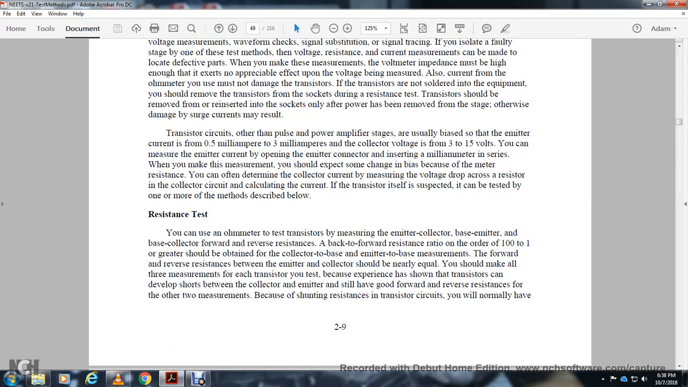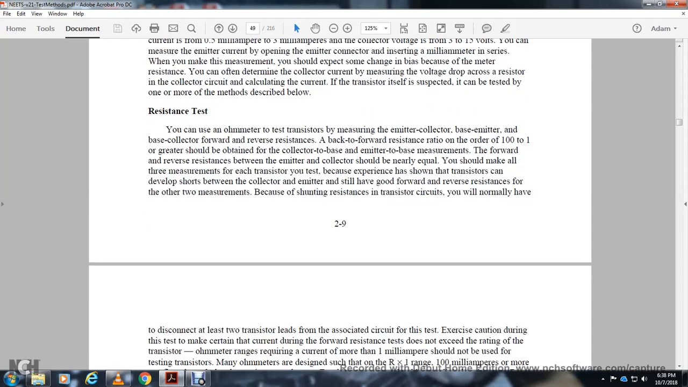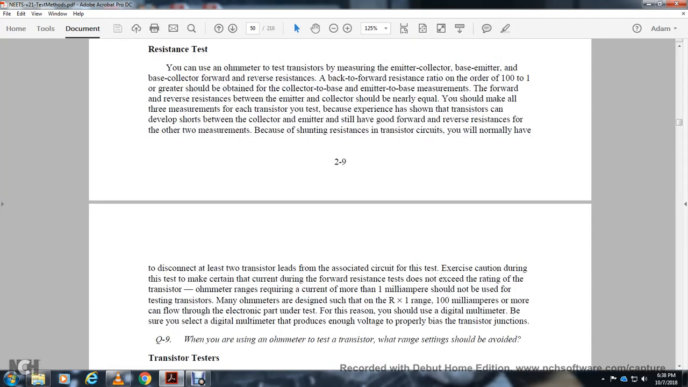Experience has shown that transistors can develop a short between the collector and emitter while still having good forward and reverse resistance in the other two tests mentioned before. Because shunt resistance in the transistor circuit is normal, disconnect at least two transistor leads from the associated circuit, using caution during the test. The circuit current during the forward resistance test must not exceed the rating of the transistor. An ammeter range with more than 1 milliamp should not be used when testing a transistor.